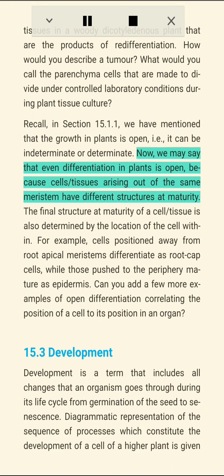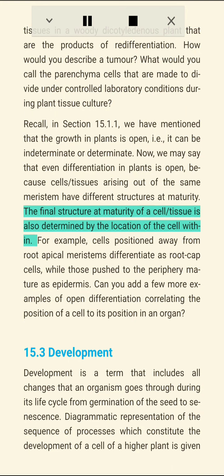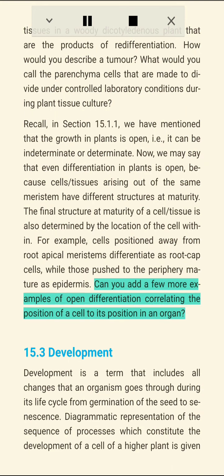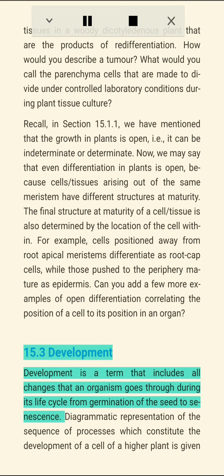Recall, in section 15.1.1, we have mentioned that the growth in plants is open, i.e., it can be indeterminate or determinate. Now, we may say that even differentiation in plants is open because cells and tissues arising out of the same meristem have different structures at maturity. The final structure at maturity of a cell or tissue is also determined by the location of the cell within. For example, cells positioned away from root apical meristems differentiate as root cap cells, while those pushed to the periphery mature as epidermis. Can you add a few more examples of open differentiation correlating the position of a cell to its position in an organ?